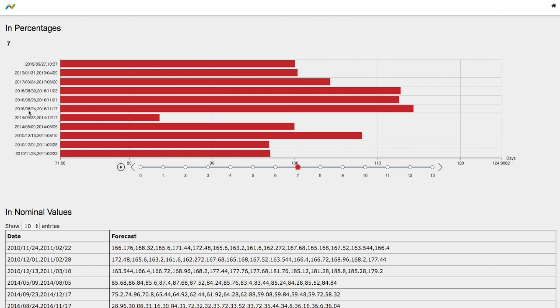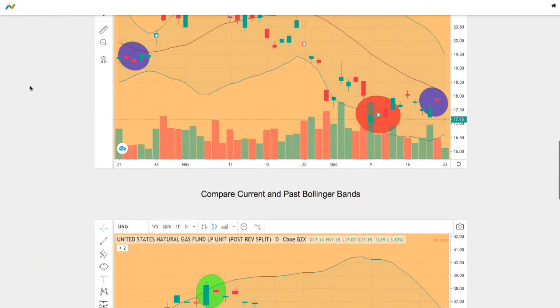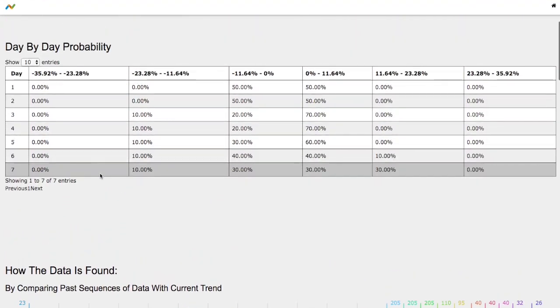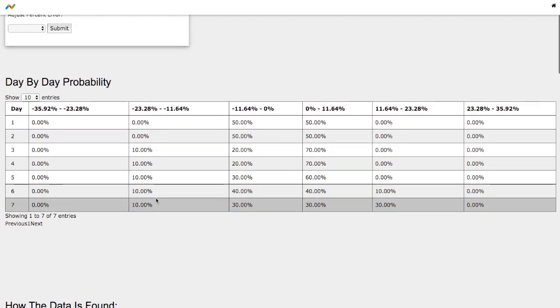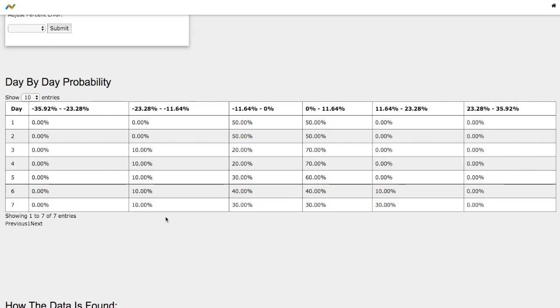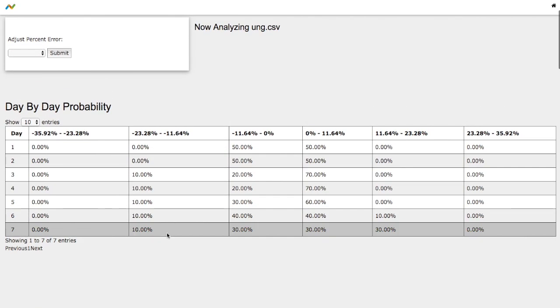So the model that we just examined was August 24th to November 17th, 2016. Back then, natural gas was up 14%. So that is one of the extreme cases that I indicated on the day-by-day probability model. So there's a possibility we may hit it in the next couple of days. So I don't bet on it. That again is only 10%.